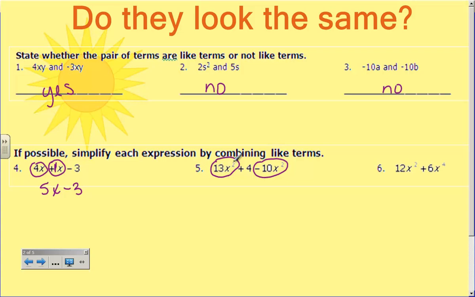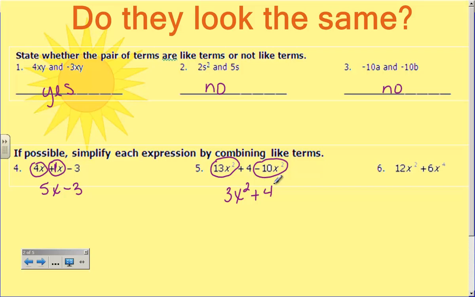So what I really have is 13x squared minus 10x squared. Well, 13 minus 10 is 3. That's still an x squared. All I did was figure out how many x squareds total I had. So it stays x squared, and then this plus 4 comes along for the ride.